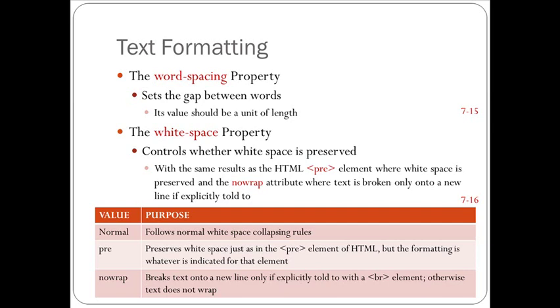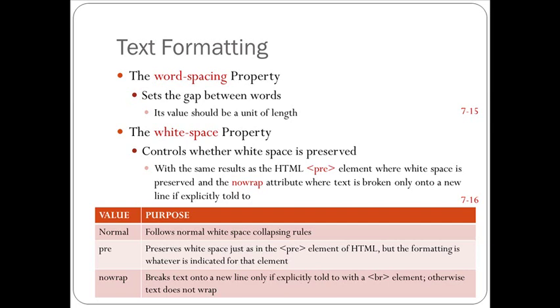So with white space, you have 3 options. The normal just flows as it normally would as far as collapsing goes. The pre preserves the white space just as the pre-element of HTML would. The only difference is all the formatting is whatever is indicated for that element. Remember, the pre-element before would type it in the same as you were typing it, which in Notepad++ is a monospace font. So you would not see that monospace font with this white space with the value of pre. You would see however you intended it to look.